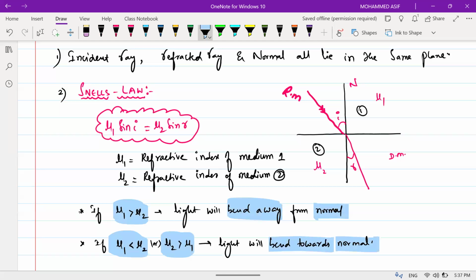Am I clear? What is the Snell's law? Mu1 into sine I is equals to mu2 into sine R.